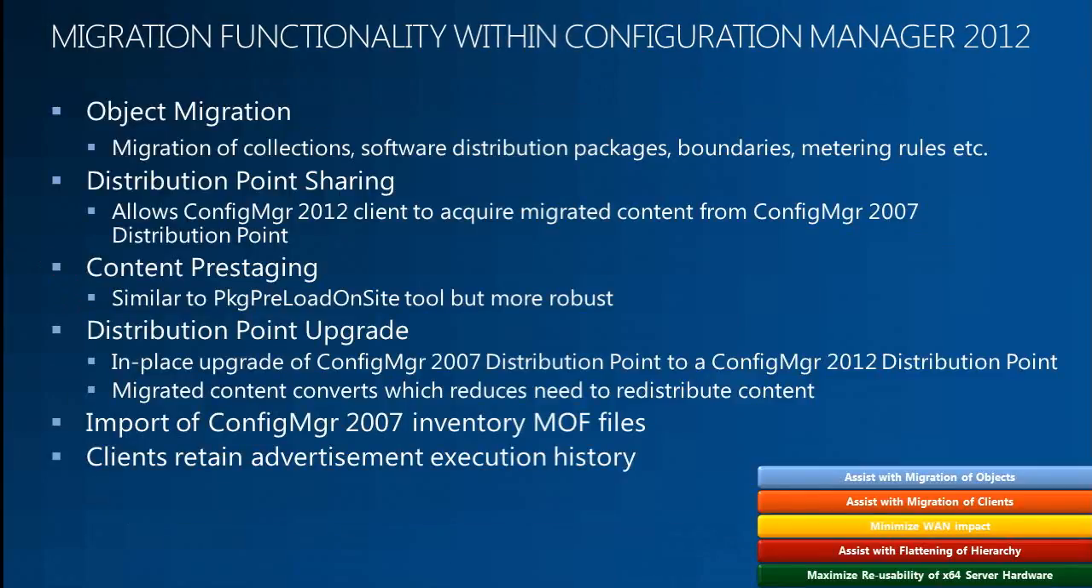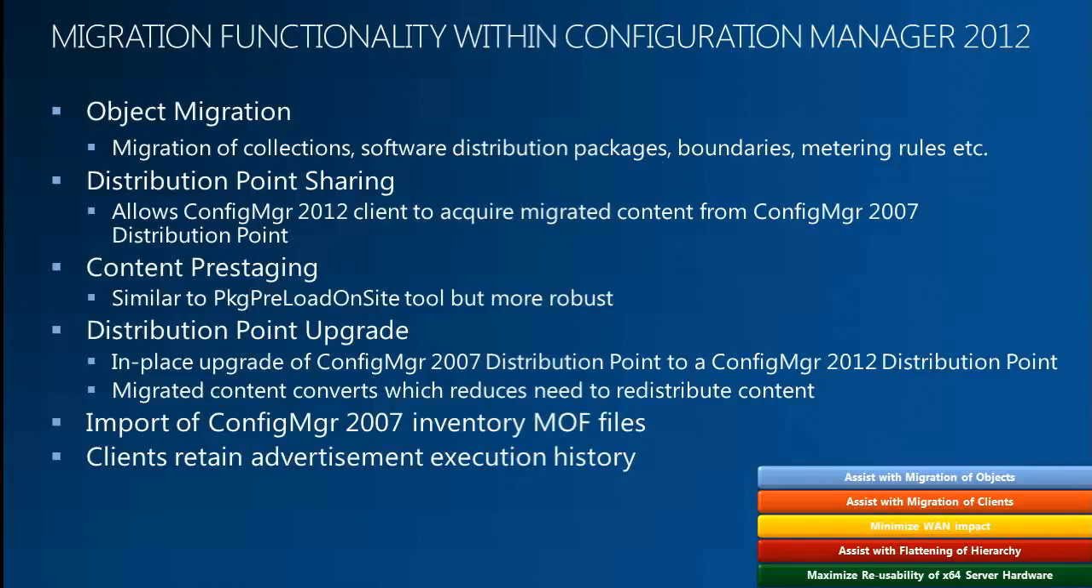So with that, there's object migration, so the ability to migrate collections, software distribution. After you connect up the two sites, your 2012 to your 2007, you create a migration job, and then through a wizard, migrate the stuff over. So everything from boundaries and metering rules. Then we have distribution point sharing. After you've migrated that stuff over, you can deploy it to your 2012 clients. And when they go to get the content, if you have DP sharing enabled, they can actually get the content from their 2007 distribution points, which is pretty exciting.